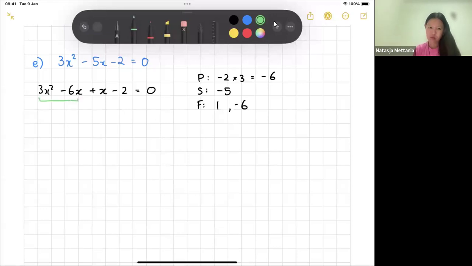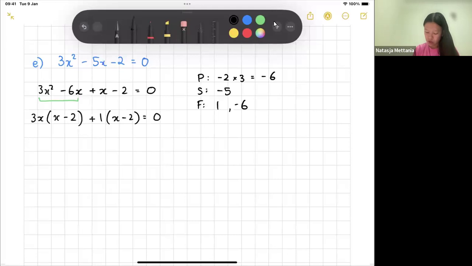This is a pair. So now I'm going to find the highest common factor between that. The highest common factor is 3x. 3x times what gives me 3x squared? x. 3x times what gives me negative 6x? Minus 2. Plus, I can see here that this is exactly the same as this. So I'm going to take 1 as the highest common factor, because anything multiplied by 1 gives me itself. So 1 bracket x minus 2 equals 0.